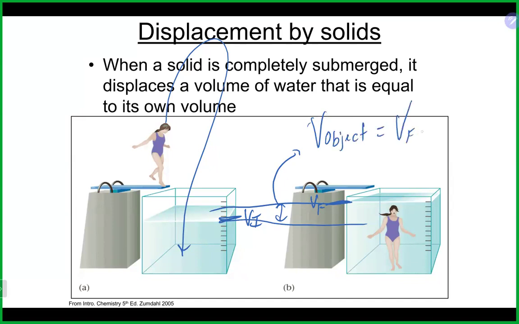This is simply sending it for a swim in some water. Take an initial reading before you do that, take a final reading after you do that. And again, the difference in the volume will give you the volume of that particular object.